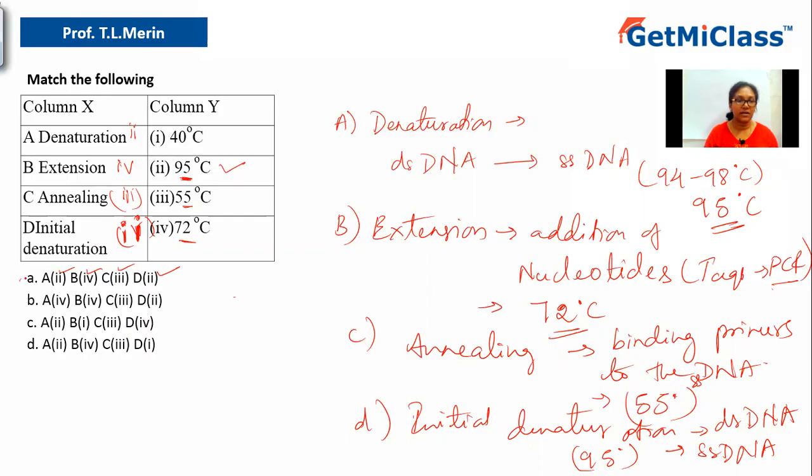That is absolutely right. Option B says A is 4, that is, it says denaturation occurs at 72 degrees Celsius, which is ruled out. Option C says A is 2, correct. B is 1, that is, the extension occurs at 40 degrees Celsius, which is incorrect. Option D says A is 2, B is 4, that is correct. C is 3, that is correct. And D is 1. It says initial denaturation occurs at 40 degrees, which is incorrect.